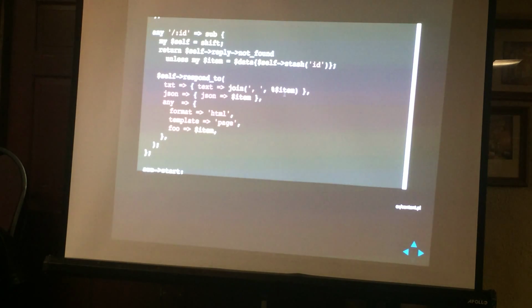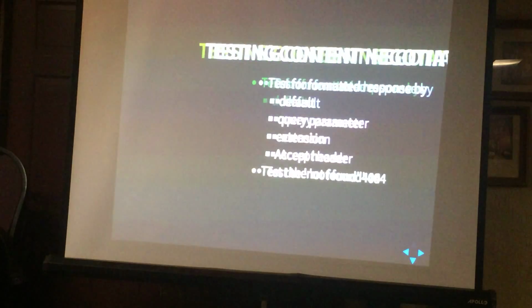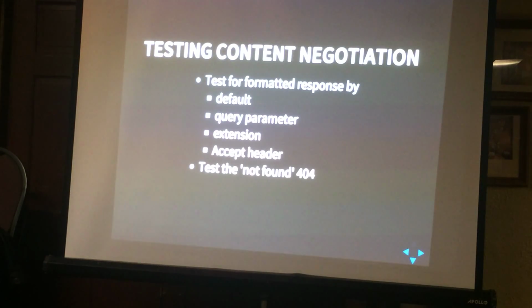Of course, we can have a template, pretty expected result there. Now, before we test content negotiation, we have to talk about what we can actually test for. So the default is HTML, unless you would set that otherwise in your app. You can specify it with a query parameter, question format equals something. We can test it by an extension, so .txt or .json or .html, or the accept header. All of those will tell Mojolicious to handle a certain type of format. And we're also going to test the 404 page.